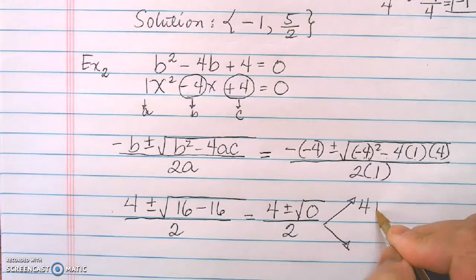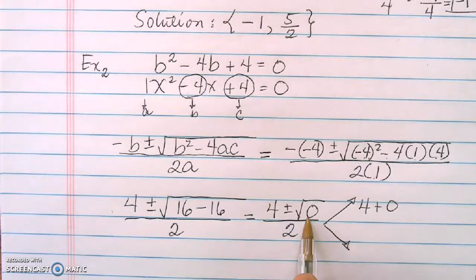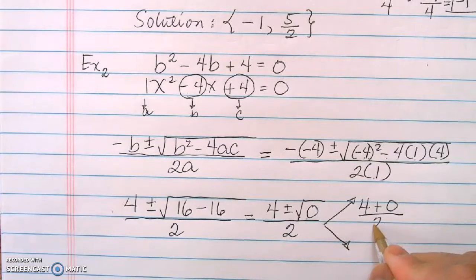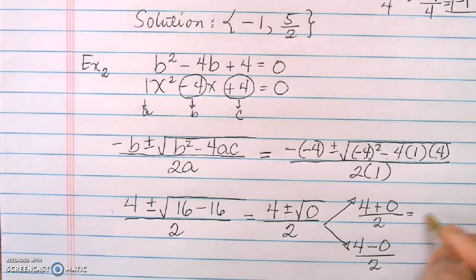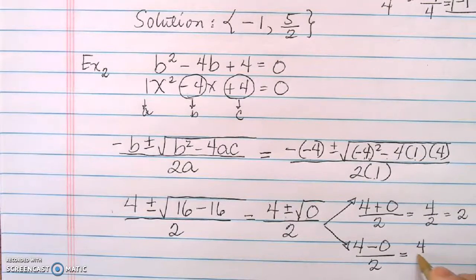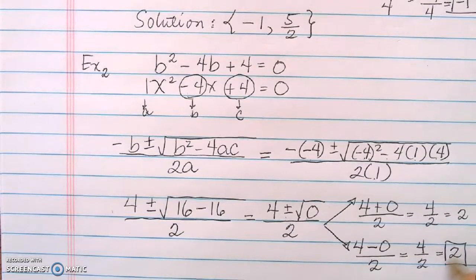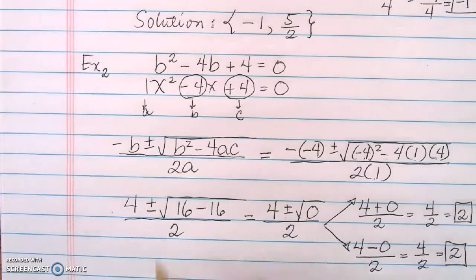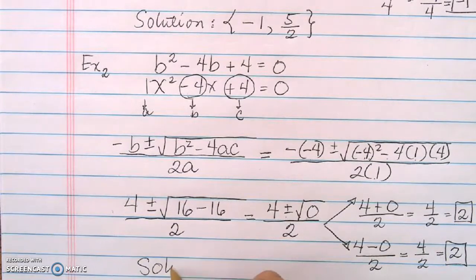Which will give us 4 plus 0, because the square root of 0 is 0, all over 2. And for this one, we will have 4 minus 0 all over 2. This is going to give us 4 over 2, which is 2. And this will give us the same thing, 4 over 2, or 2. Therefore, in this case, we only have one root. So our solution, or our root, is just 2.